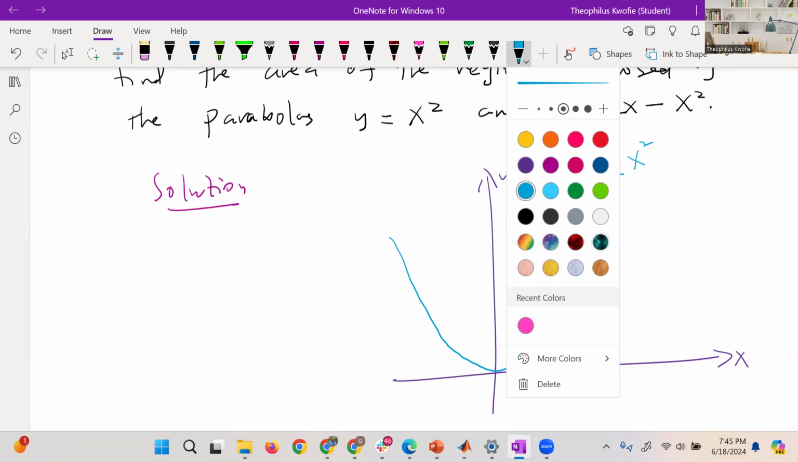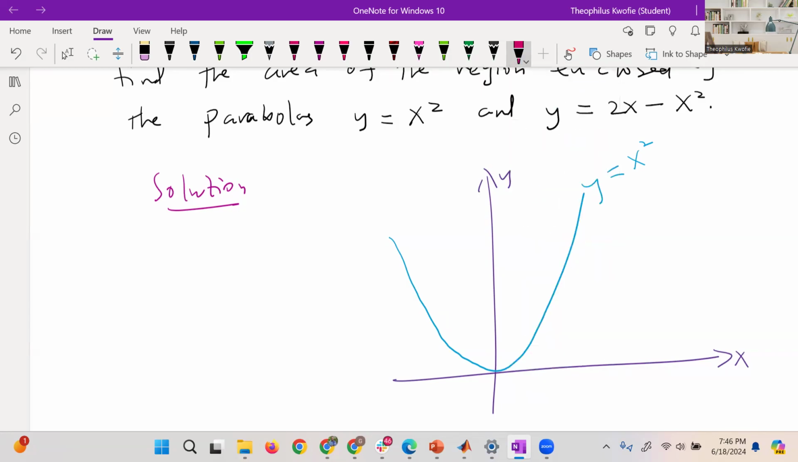Now let me use a different pencil. What is the graph of y equal to 2x minus x squared? It will also pass through the origin, but it behaves like a concave down. So we're going to have something like this, but let me take my time and draw it well. So what is your point of intersection?